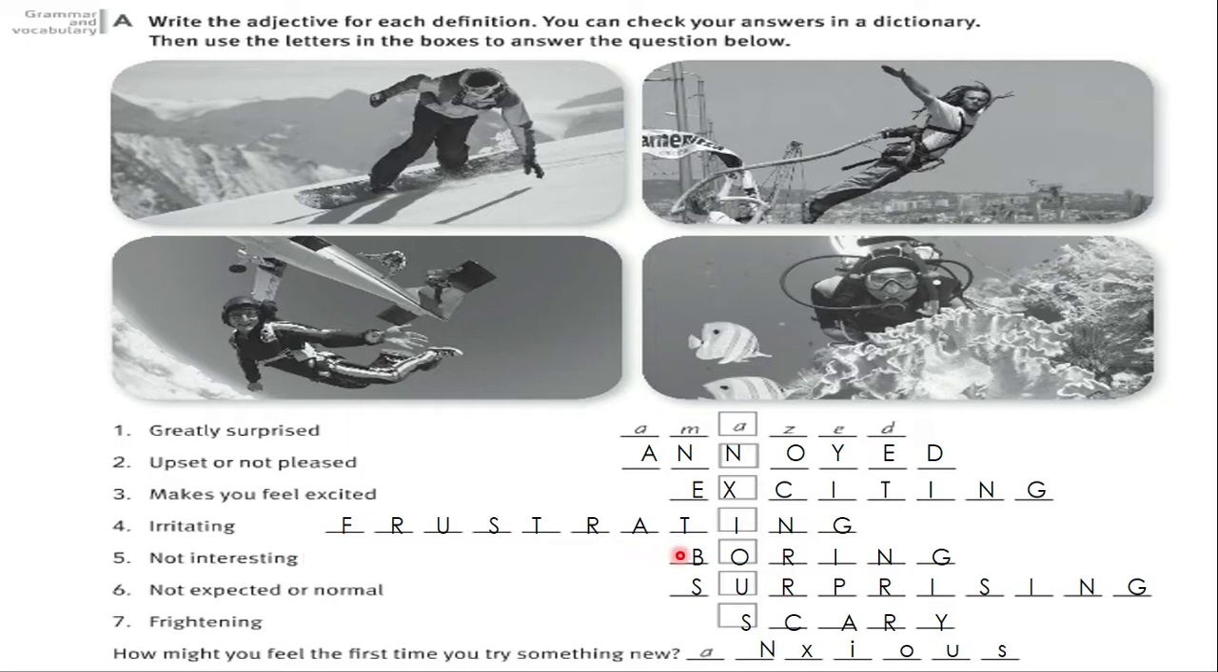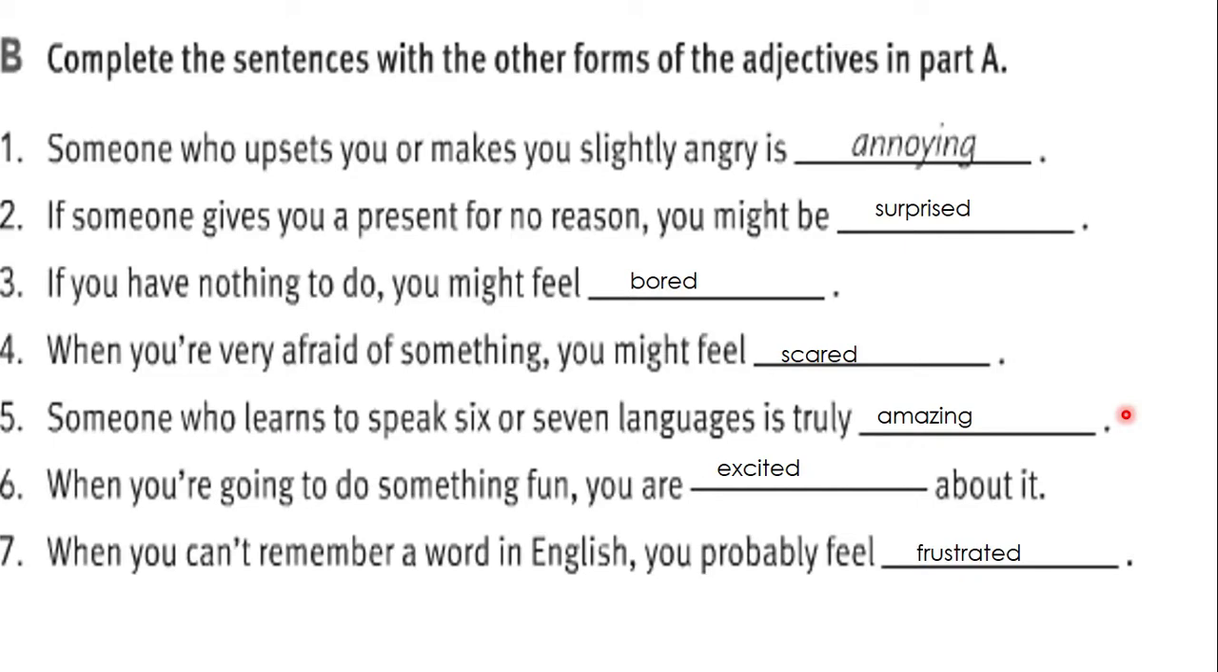Not interesting is boring. This movie is boring. This class is boring. Not expected or normal. No, o sea, es decir que no es esperado. Surprising. This party was surprising. Esta fiesta estuvo sorprendente. Frightening means scary, okay? That movie is scary. Okay, so the word that appears here in this crossword is anxious, okay? This is how you feel when you try something new. Anxious, ansioso, okay? Very good.